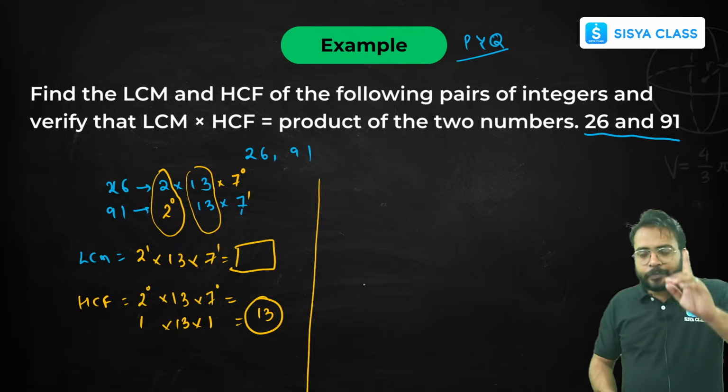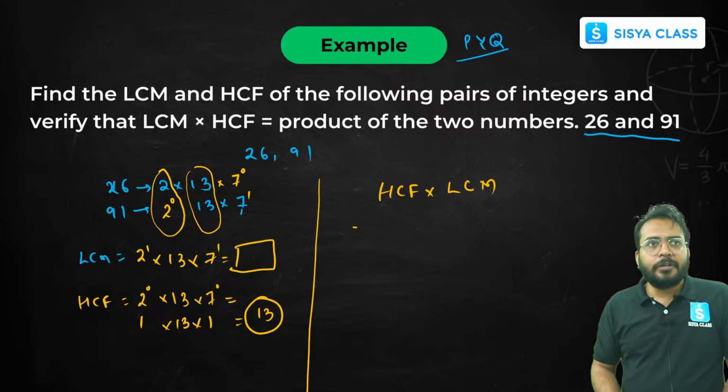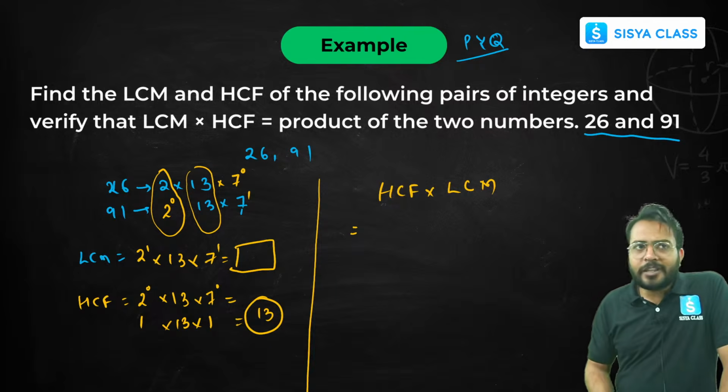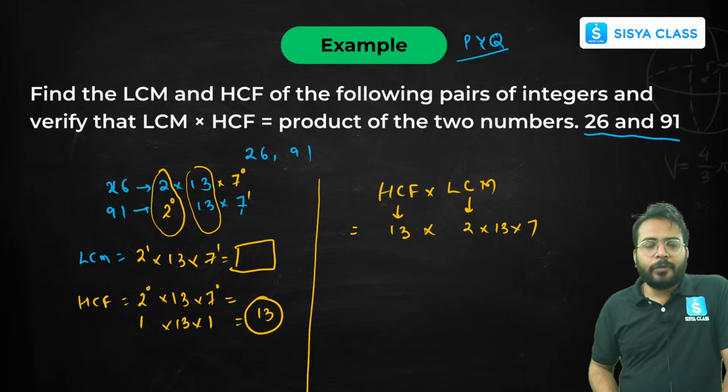Now, HCF into LCM. We need to find out the product of HCF into LCM. Got it? So, see here. What is HCF? HCF is nothing but 13. I have written 13. What is the LCM? LCM is 2 into 13 into 7. Yes or no? Fine.